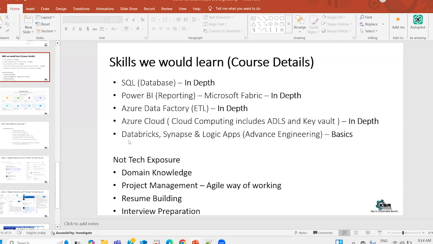We would also have project management sessions. These are all non-tech sessions. So resume building, interview preparation, all this would be from KSR's end.